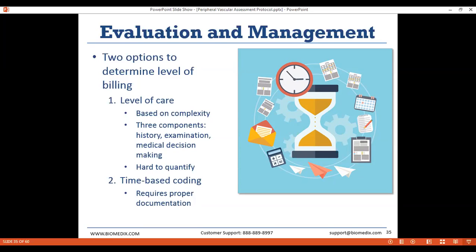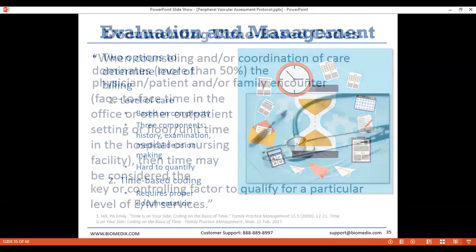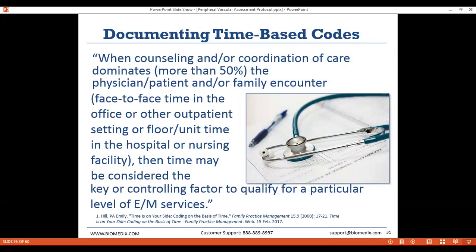Now, the challenge with time-based coding is that, just like all insurance protocols, if it isn't written down, it didn't happen. And so you need to write down everything to do with the vascular assessment protocol in order that you can submit that to the insurance without it being a hassle. So I want to highlight this quote about billing for time-based E&M codes. When counseling and coordination of care dominates the physician-patient or family encounter, then time may be considered the key or controlling factor to qualify for a particular level of E&M services.